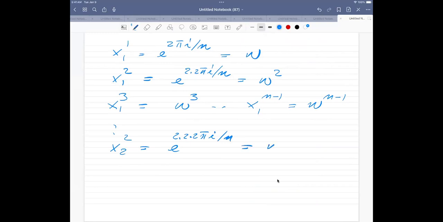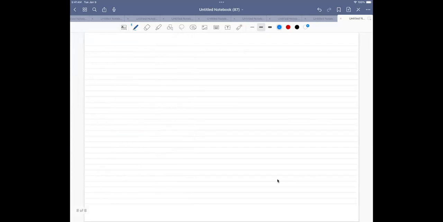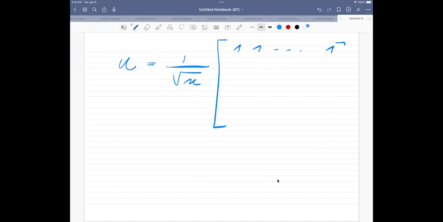This is the same as omega q to the power of 4. That means that the matrix U which we wrote can be written as a general matrix, which looks like this. So we have ones here, and then we have ones along here.